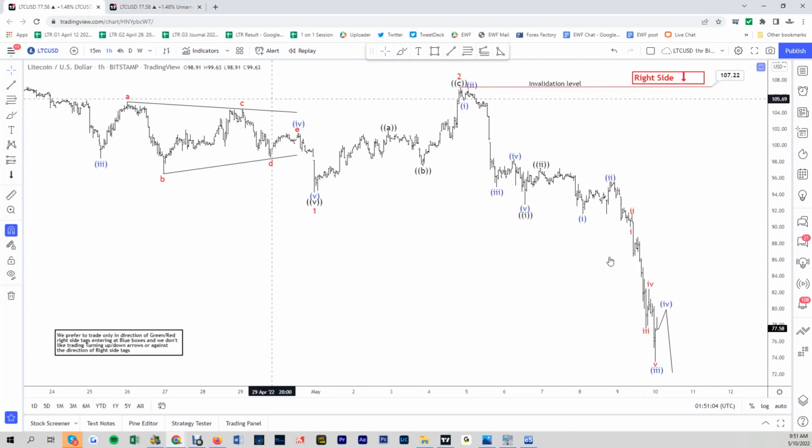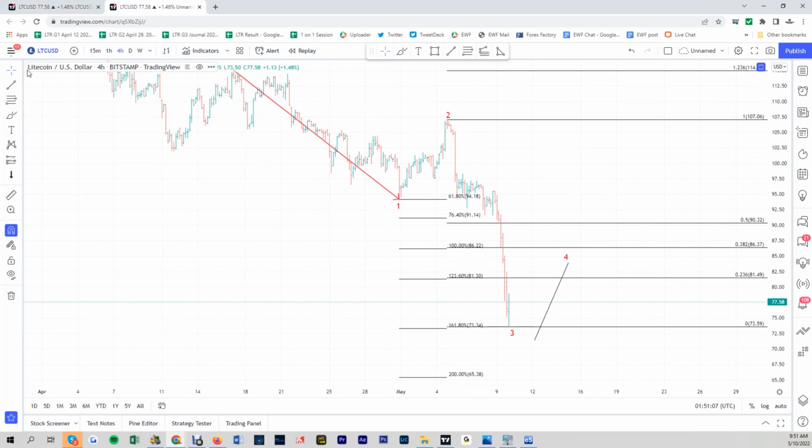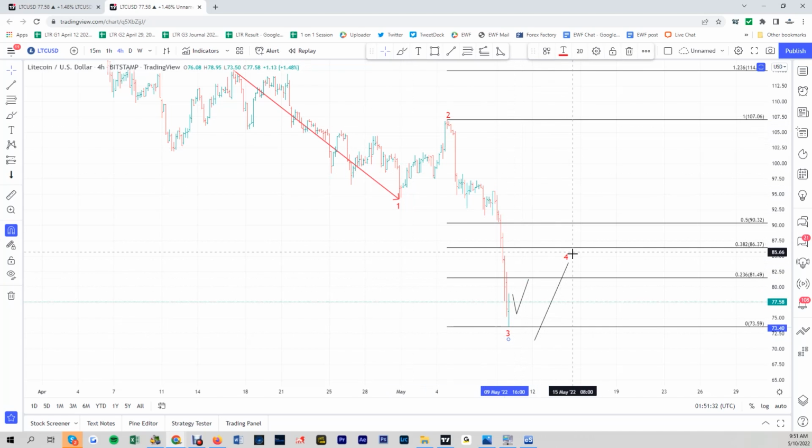So let's hypothetically, for example, suppose we got something like this one, we got a pullback and then a rally again like this. Now technically that 3 swing rally is already a 38.2% retracement, right? So what that means is, let's say we get something like this, then it doesn't matter anymore whether you label this 3 and 4, or you label this as within wave 3.